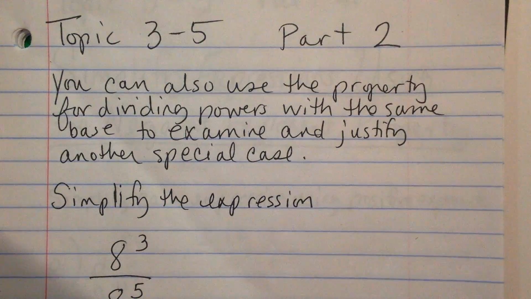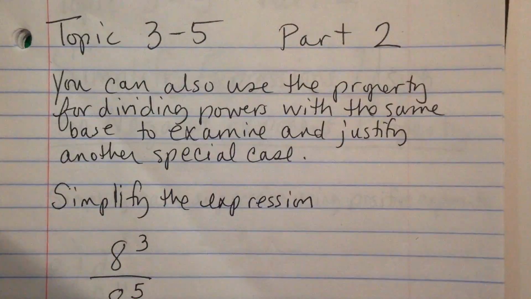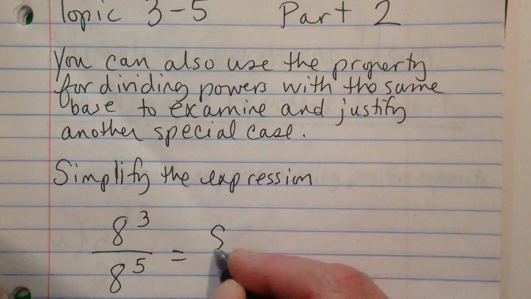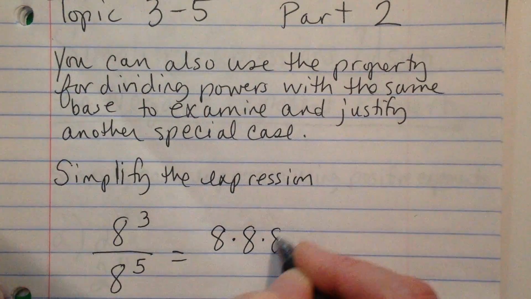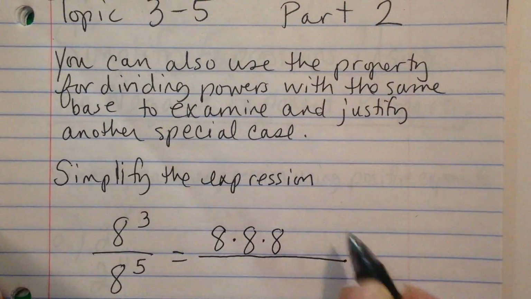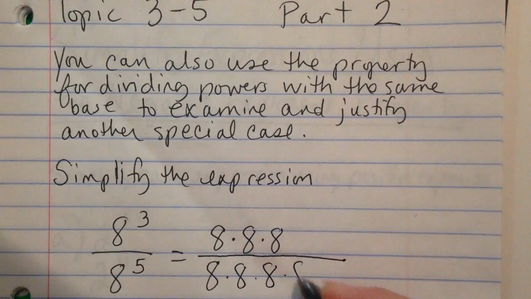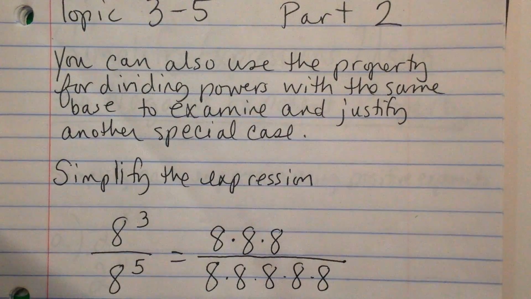Topic 3-5, Part 2. You can also use the property for dividing powers with the same base to examine and justify another special case. Simplify the expression x cubed divided by x to the fifth. Well, remember that x cubed is x times x times x, divided by x to the fifth, which is x times x times x times x times x.